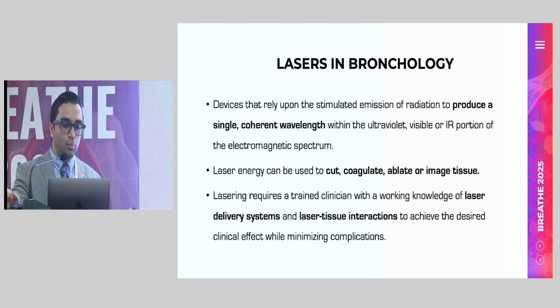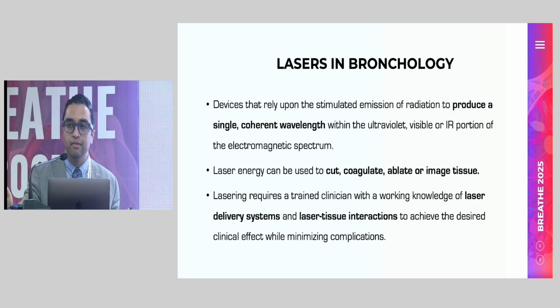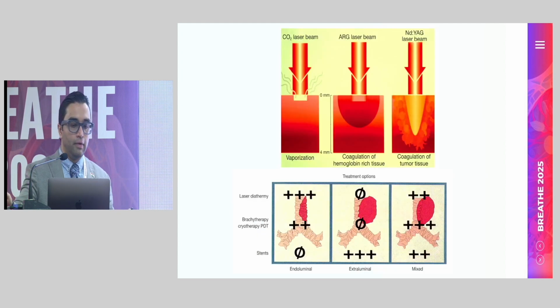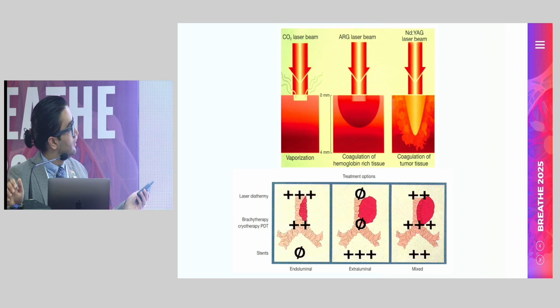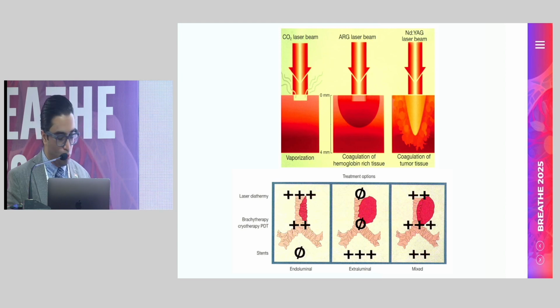Now coming to a more advanced technique, which is lasers in bronchology. These are devices which send out a single wavelength, which is used to cut, coagulate or ablate the tumor. There are different ways lasers work. Here you can see a CO2 laser, an argon laser beam, and the Nd:YAG laser. There is a difference when it comes to vaporization, coagulation, and penetration. Obviously, for laser, it is advised that you always go for endobronchial growth, not for extraluminal growth.